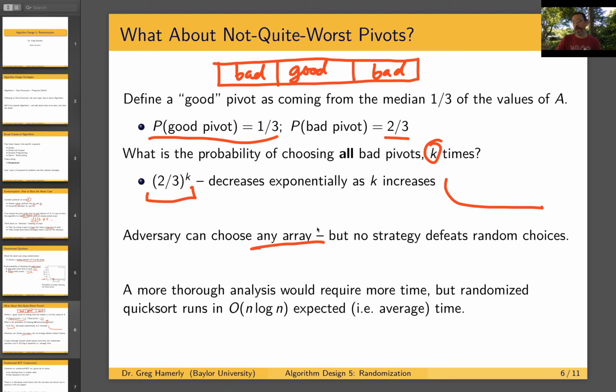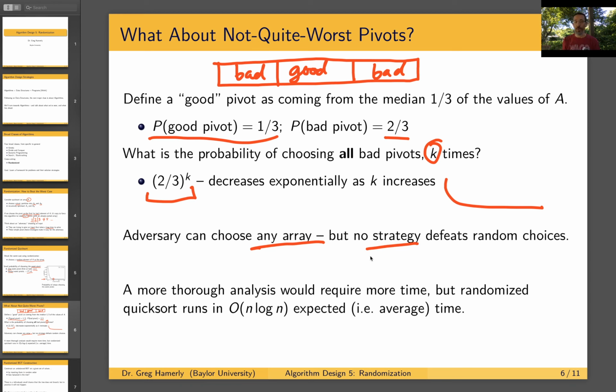And the upshot here is that the adversary could choose any array. In fact, they might choose an array and we might make some bad decisions on our pivots and we might have a slow runtime. But given that same array again, we would make different random decisions and we might have a better runtime the next time. So the adversary might get lucky sometimes due to our random choices, but there's no strategy that the adversary has that can always defeat our random choices and force our algorithm to run slowly.